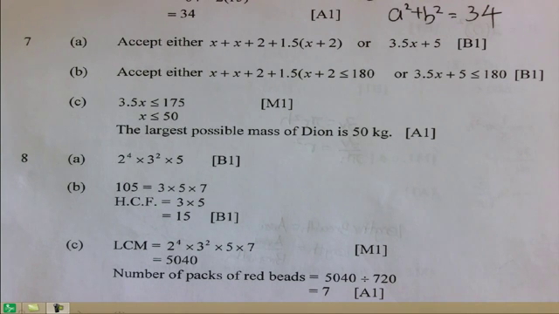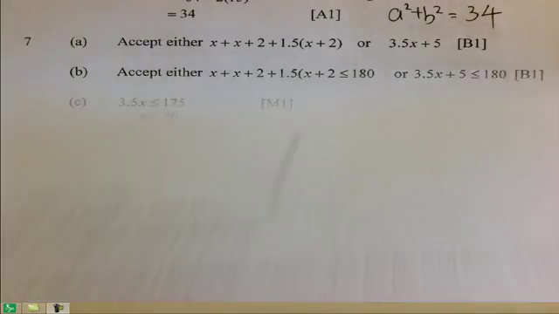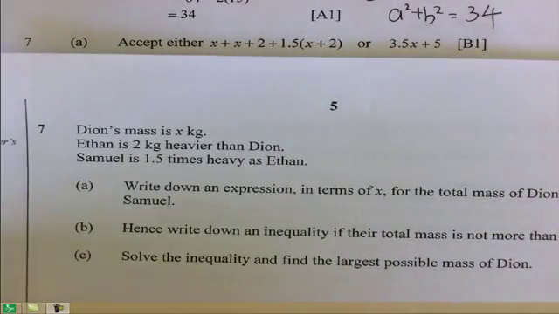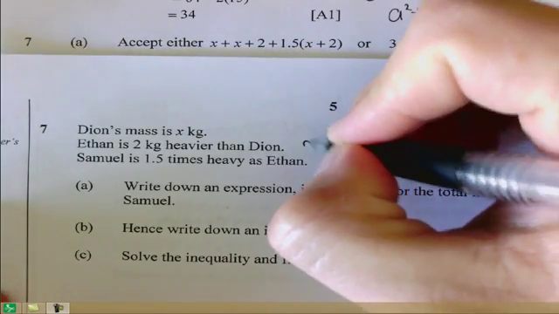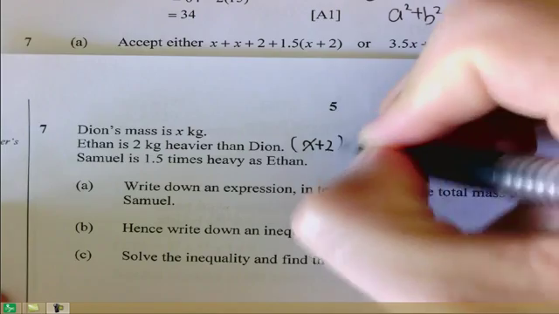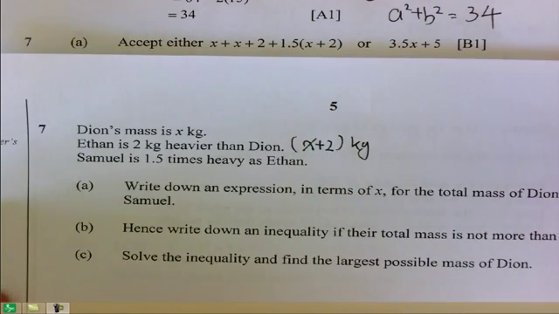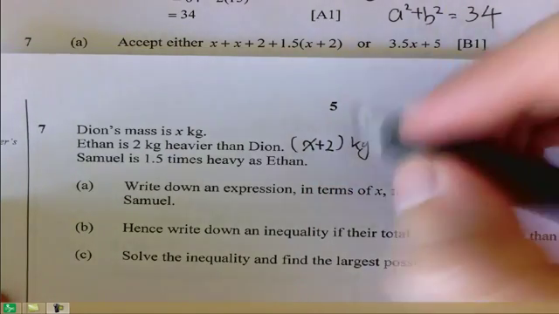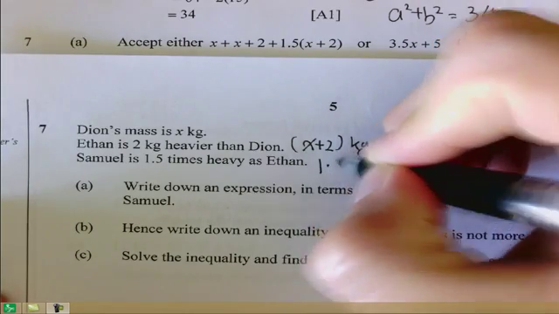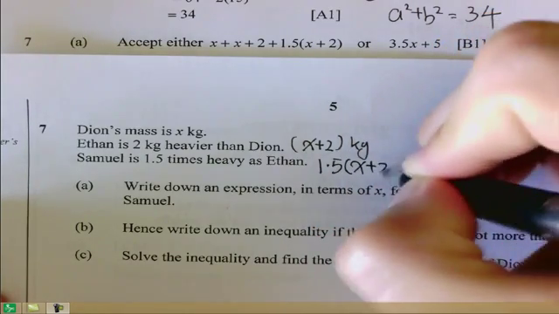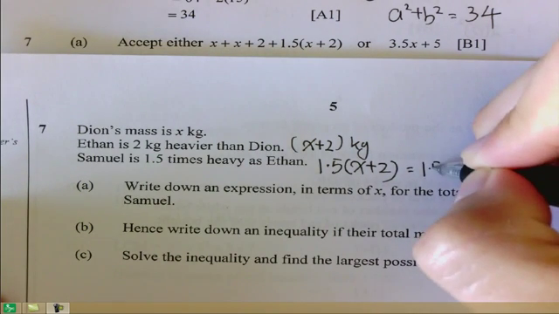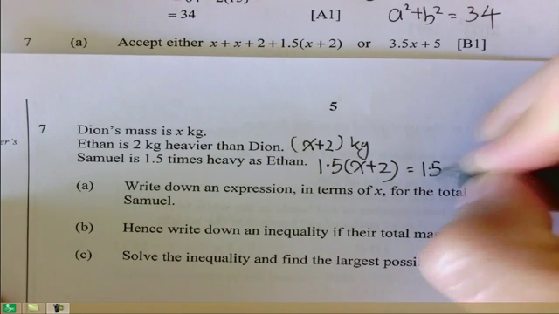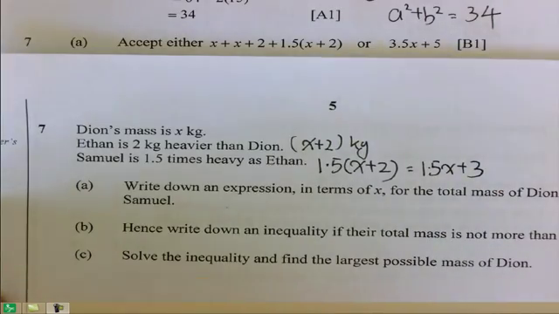First, what we get is Dion's mass. Let's just work on this step by step. First, Dion's mass is x kg, that one is settled. Ethan is 2 kg heavier than Dion, so Ethan is x plus 2 kg. Samuel is 1.5 times as heavy as Ethan, so it's 1.5 times (x plus 2). If we simplify this, we get 1.5x plus 3.